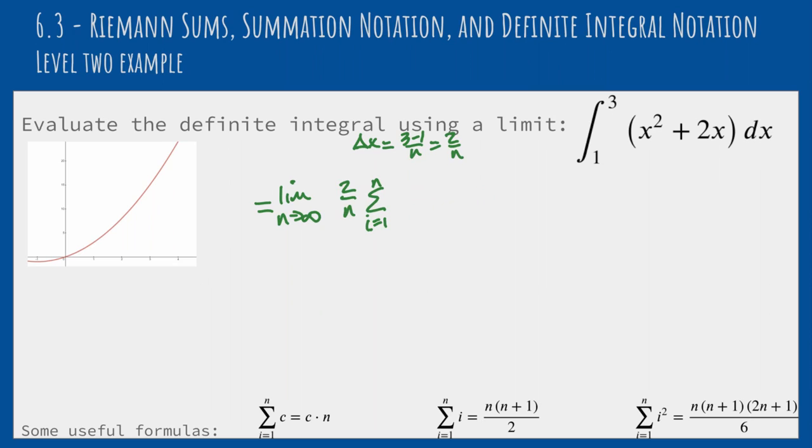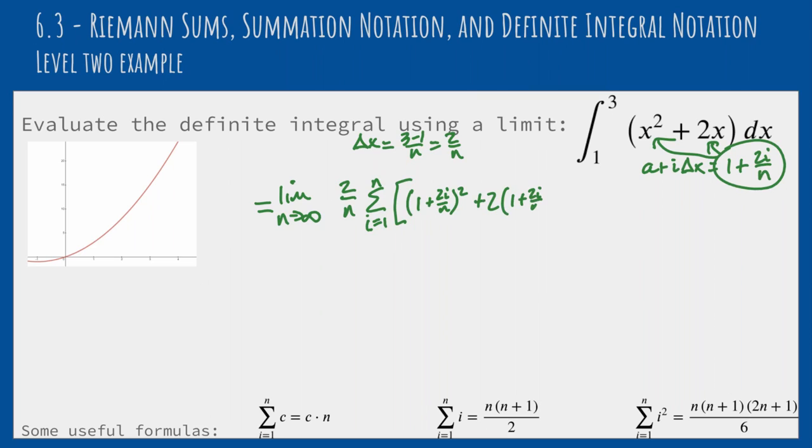So a plus i delta x is going to be 1 plus 2i over n. So f of this, plugging this in for x, we're going to get 1 plus 2i over n quantity squared plus 2 times 1 plus 2i over n.